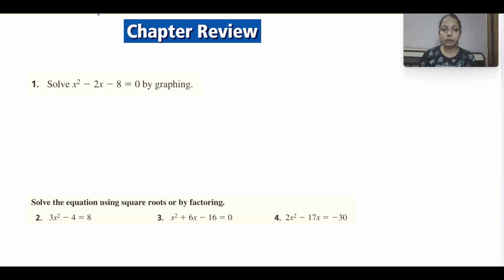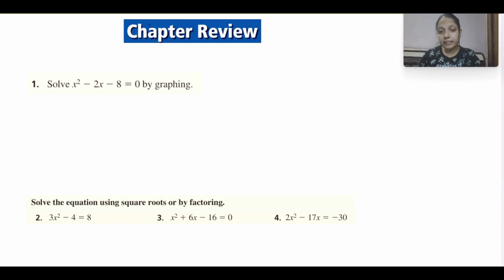So the first question is: solve x² − 2x − 8 = 0 by graphing. Solve by graphing means we will draw the graph and then check what the x-intercepts are. The x-intercepts of the graph are the solutions. Okay, let's try to draw this graph.